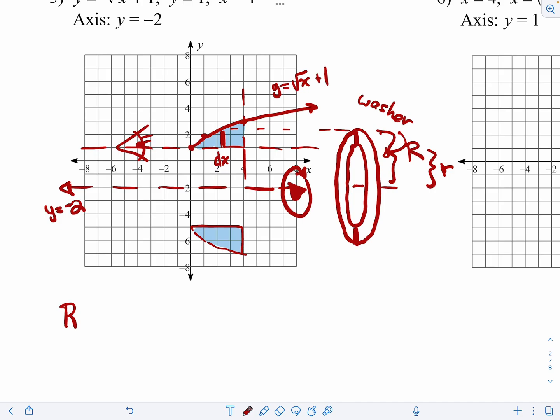That is square root of x plus 1. And then we need to take away that distance, which is -2. So it's square root of x plus 1 minus -2. That becomes square root of x plus 3. That's our big radius. Our small radius is where this flat part is here.